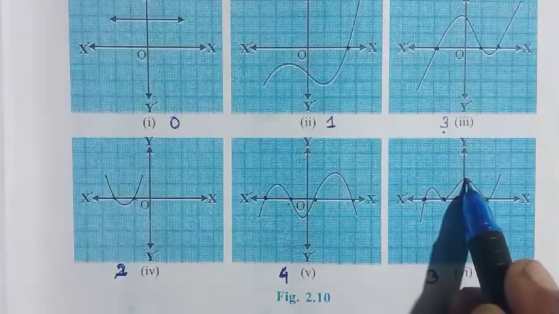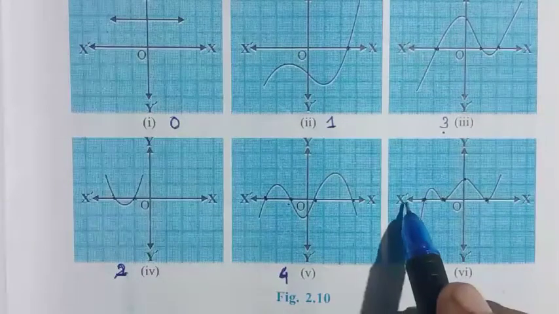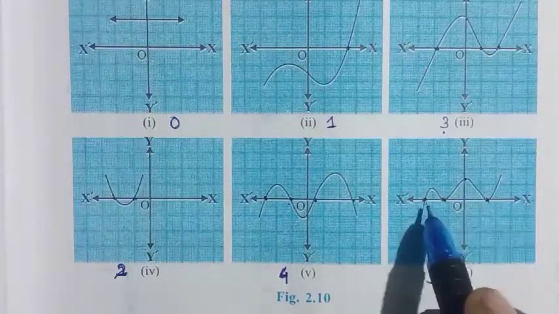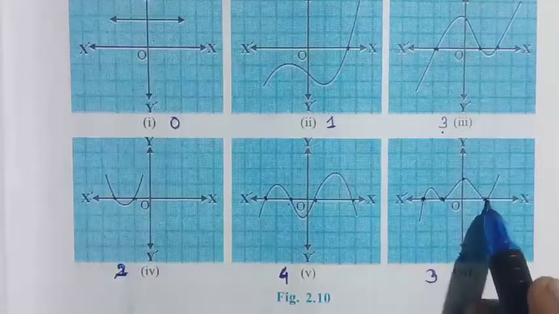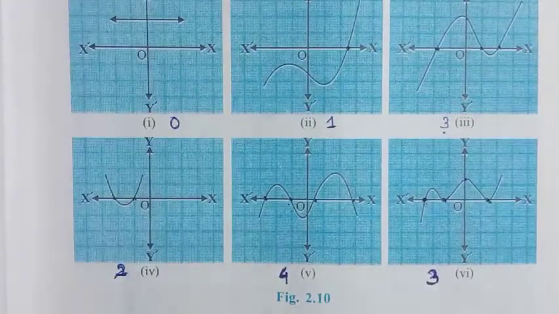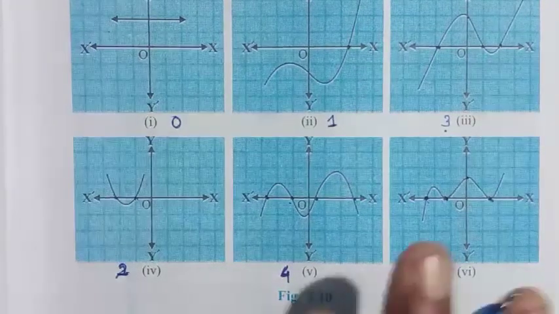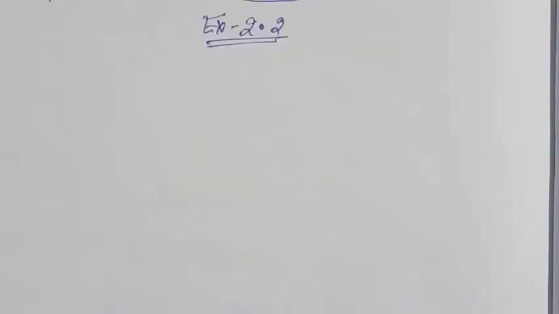This is the y-axis, no need to count. And this is the x-axis, 3 times. How many times is it intersecting at the x-axis? 1, 2, 3 times. That's why how many zeros are there? There are 3 zeros. Okay, this exercise is over.